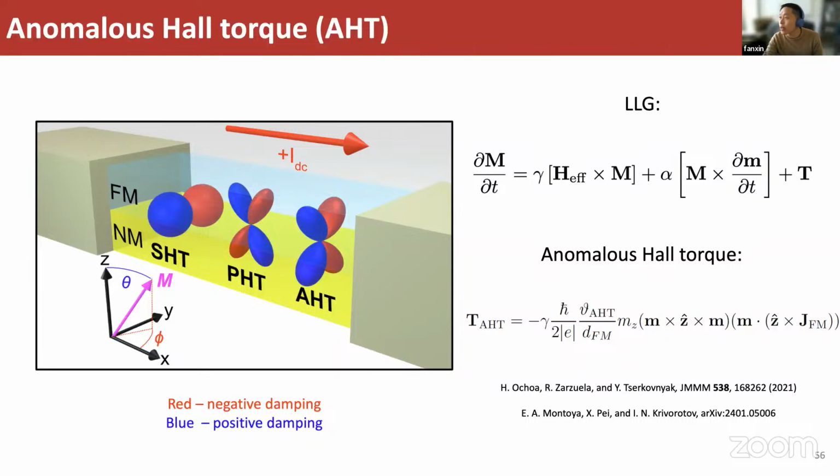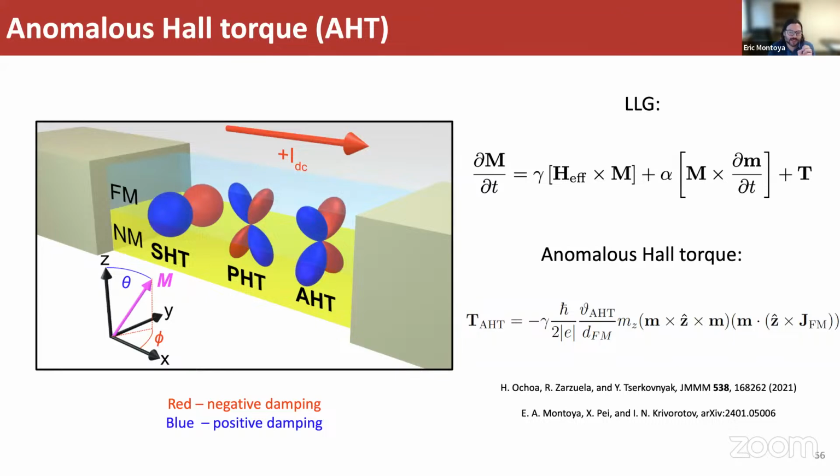But I actually want to ask a quick question. Regarding the angle dependence, it seems that the formula suggests it should be sine theta cosine theta squared. That would suggest in this graph, if the magnetization is aligned along the y direction, then the AHT, anomalous Hall torque, is strictly zero, right? Yes. But why should that be? Because this is a geometry where you would expect the spin anomalous Hall to take part.